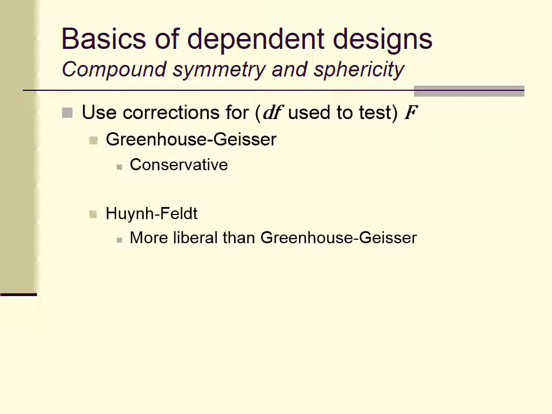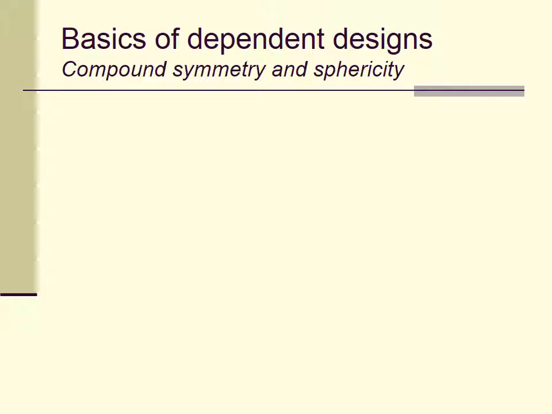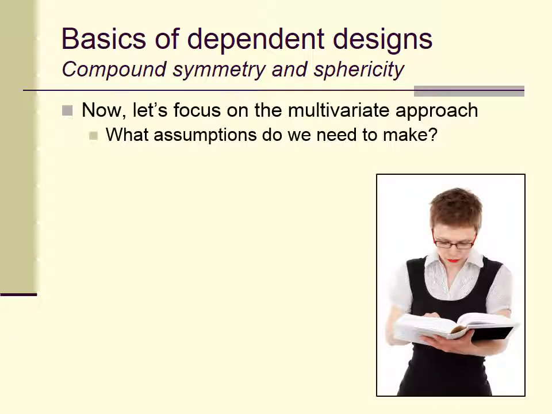So all of that stuff that we've talked about so far is all concerning the univariate approach to dependent designs, or what we sometimes call the classic repeated measures ANOVA approach. Now let's focus on the multivariate approach. What assumptions do we need to make for that approach?